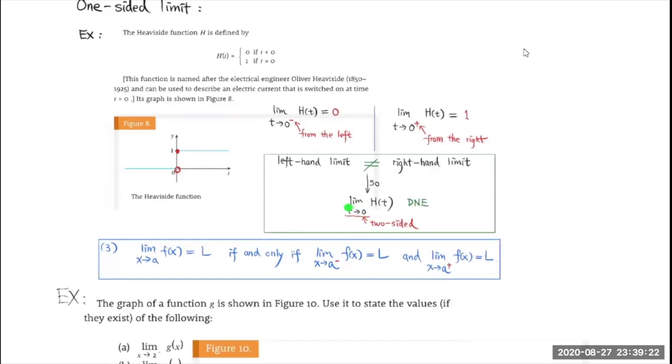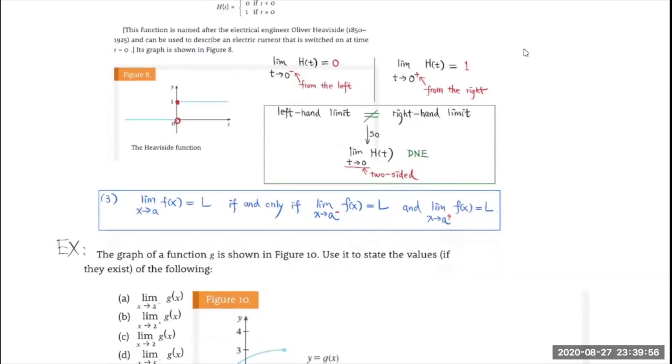Now, when you see t approaching 0, this is actually approaching 0 from two sides, so this is a two-sided limit. When the left-hand limit does not equal the right-hand limit, then the two-sided limit does not exist. The two-sided limit is equal to a real number L if and only if the left-hand limit and right-hand limit both exist and go to this number L.